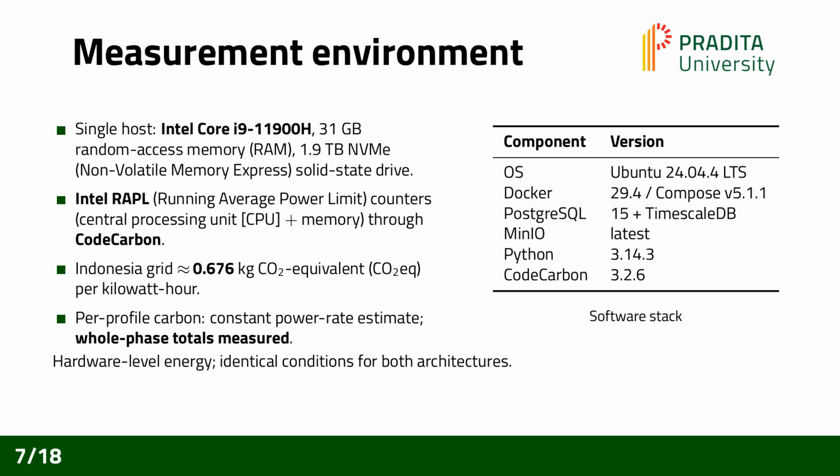On the right, you can see the full software stack we pinned down: Ubuntu 24.04, Docker with Compose, PostgreSQL 15 with TimescaleDB, MinIO, Python 3.14, and CodeCarbon 3.2.6. One caveat worth naming: the per-profile carbon uses a constant power rate estimate, but the whole phase totals are directly measured, so our headline numbers rest on real hardware-level energy readings.